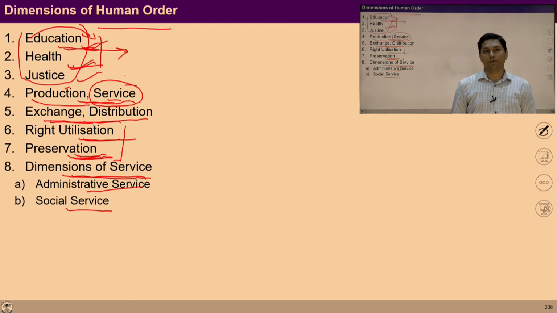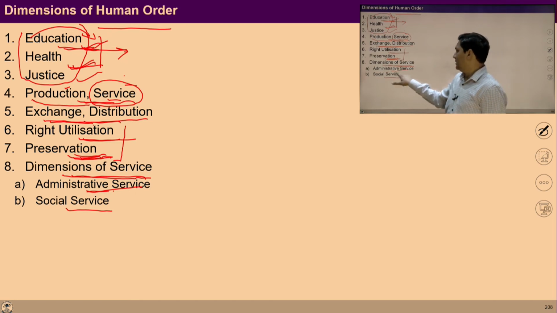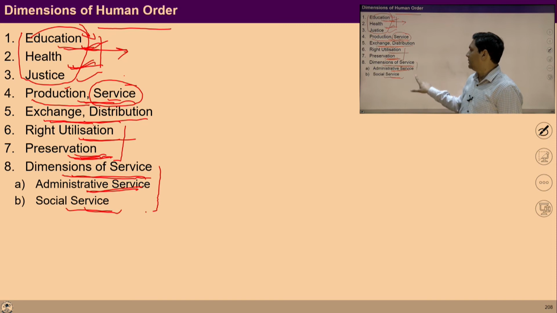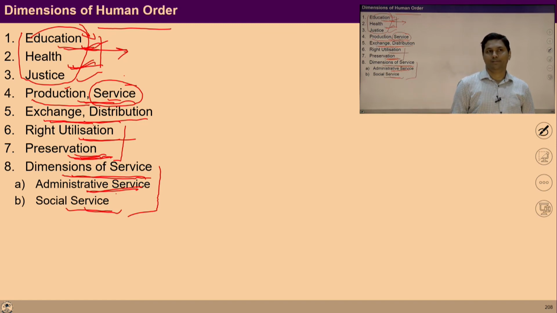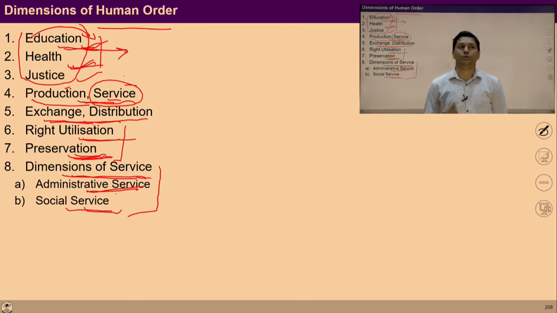Then we can talk about administrative services. In the dimension of services, there are two concerns: administrative services and social services. In order that the system runs smoothly, it is essential to ensure the dimensions of human order and to make sure they are working in the right direction. This necessary function of ensuring that systems are working properly is called administrative service.